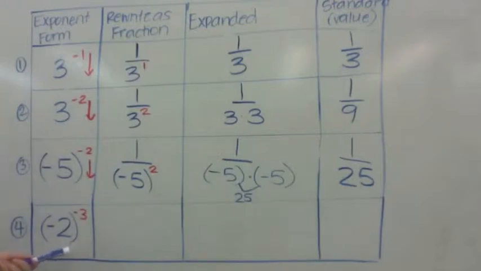Okay, another one we're going to try is negative 2. Read it with me. Number 4. Negative 2 to the power of negative 3. So it's negative and up, right? You're going to move it down.